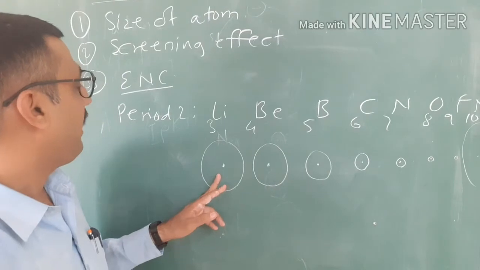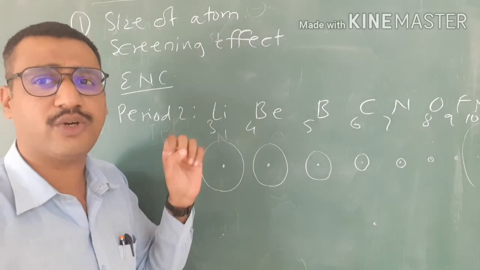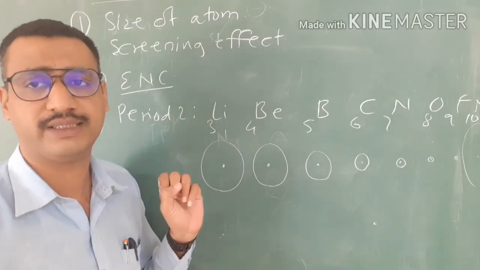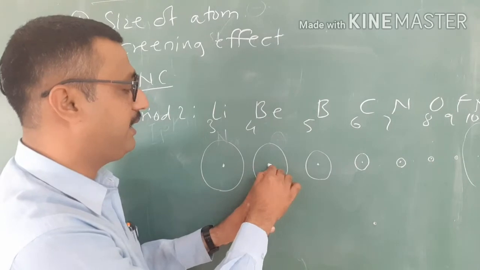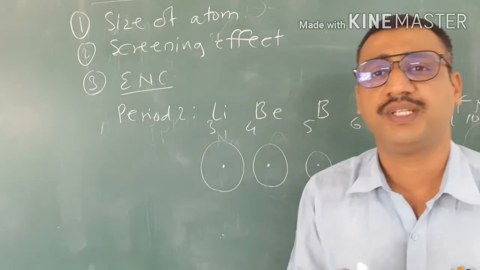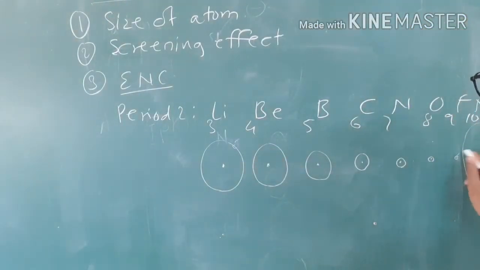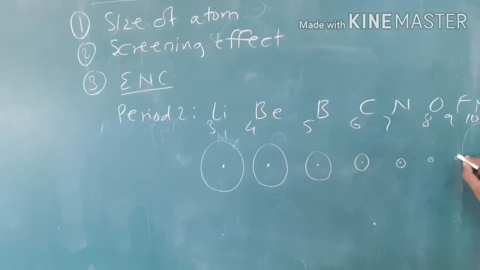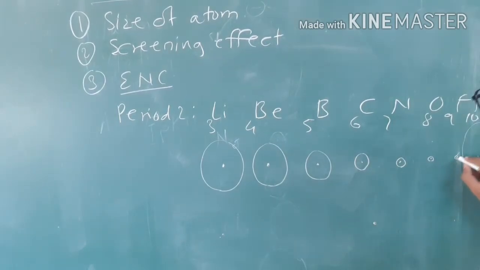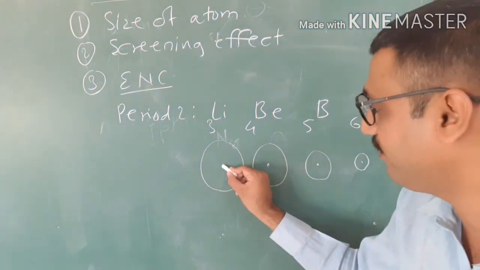Now students, as the nuclear charge increases, what does it mean? The tendency to pull electrons towards the nucleus is increased, isn't it? As compared to lithium, beryllium has more tendency to pull electrons towards itself, and the tendency goes on. So here, if we consider lithium and if we consider fluorine, the last one, the distance between the nucleus and fluorine's outer shell is less. And besides this, in the case of fluorine, there are a total of 9 protons pulling the last shell electron, and here there are 3 protons only.